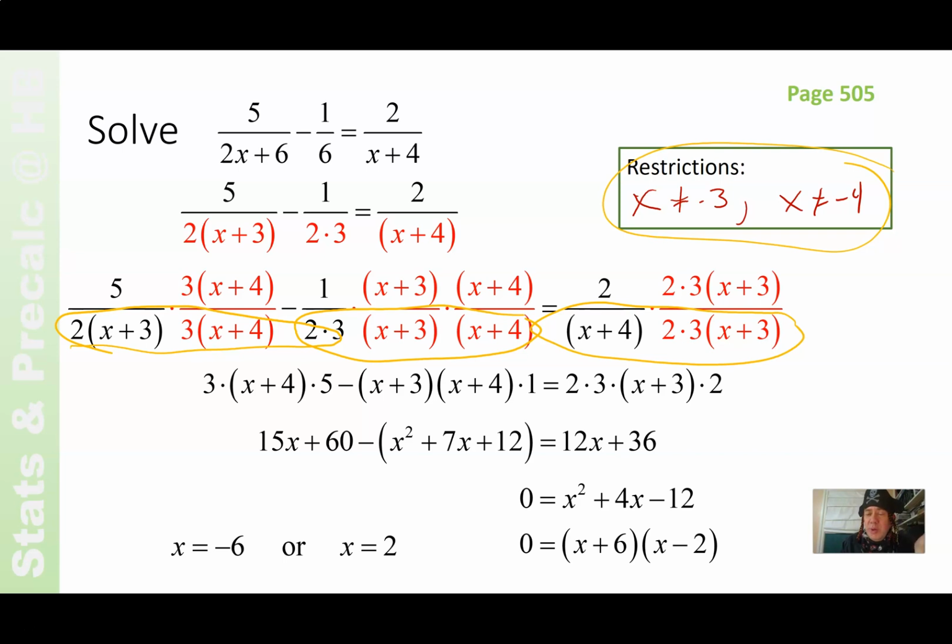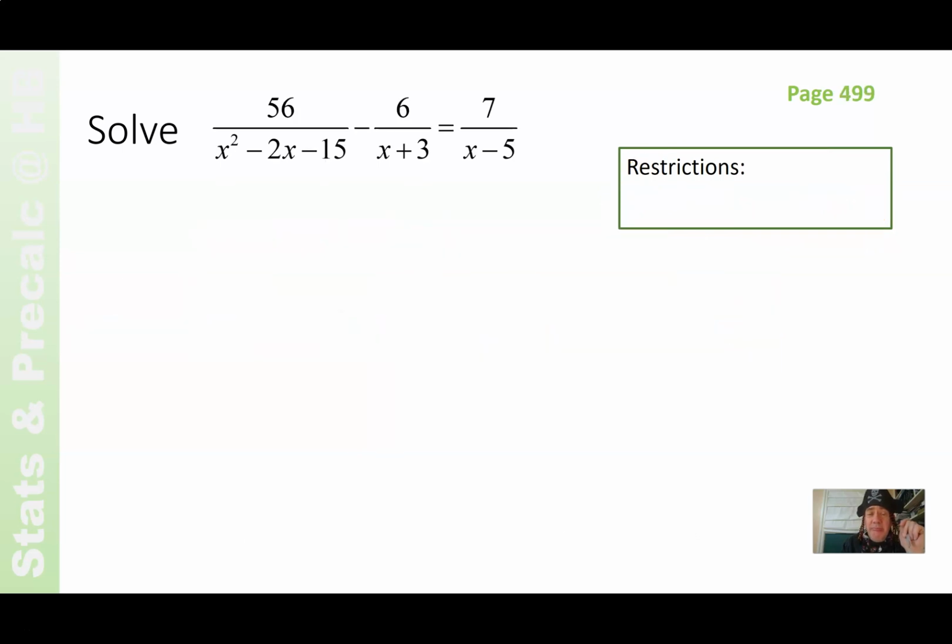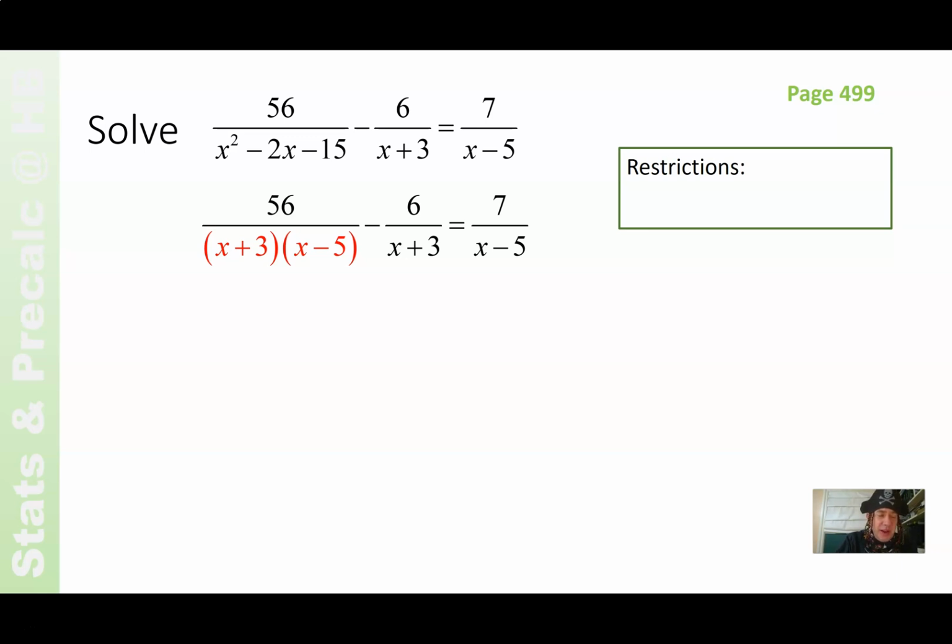Why are we doing all this work with the restrictions? Just checking. Take a look at this one. This is going to be a little twisted piece. From page 499, 56 over x squared minus 2x minus 50 minus 6 over x plus 3 equals 7 over x minus 5. Step 1. What do we have? We factor and we identify our restrictions. Restrictions here are that x cannot be negative 3 and x cannot be 5.